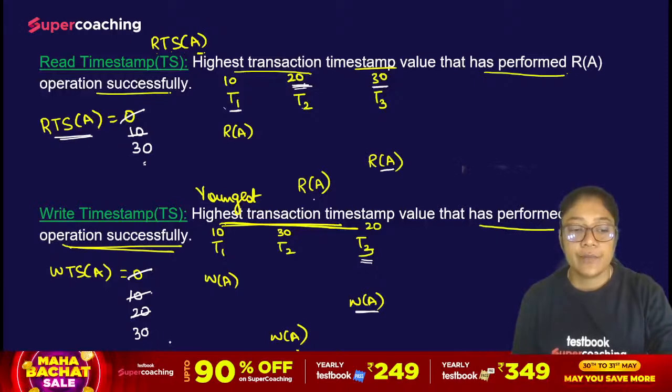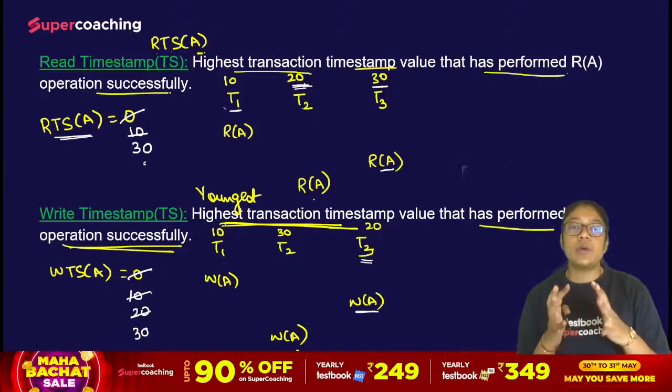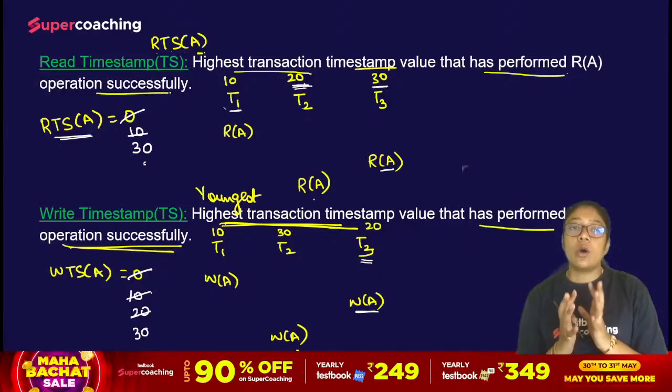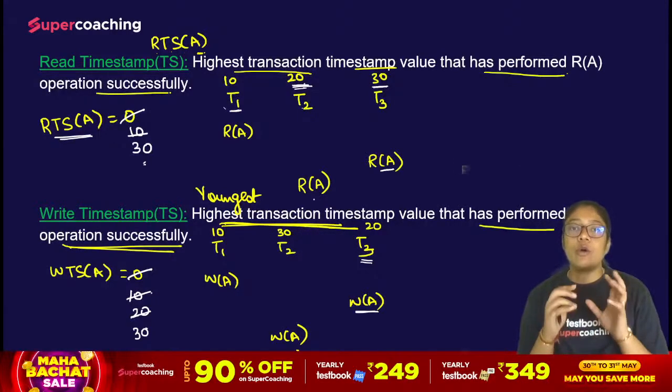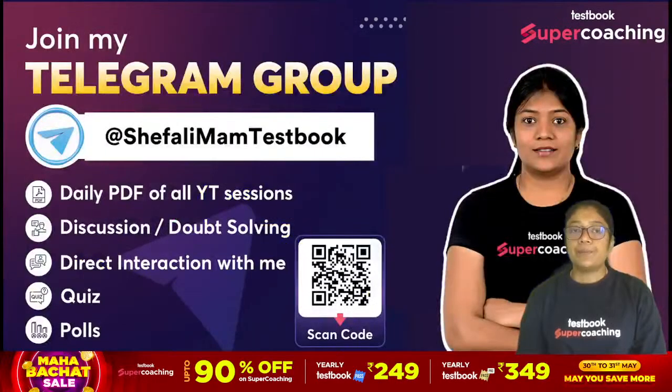Make sense? So basically the whole purpose of representing the read timestamp value or the write timestamp value is just to indicate the timestamp value of the youngest transaction which has successfully performed a read operation or write operation. Make sense? Are both these terms clear?